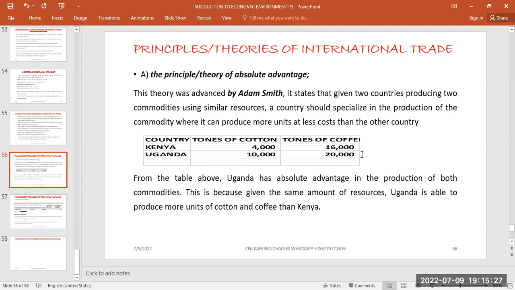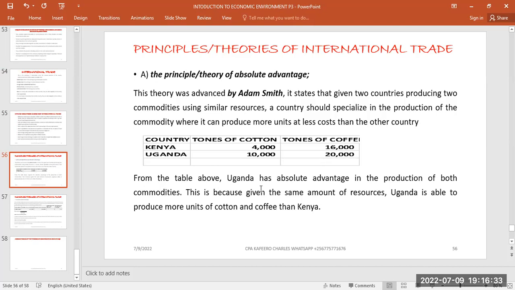So what does this theory assume? So long as they are using the same resources and producing two items, and they are two countries, we expect that one should specialize in production of that item where it can produce more units than the other at a lesser cost. Remember, they are using the same resources. So Kenya used the same resources to produce cotton, but instead of producing more than Uganda, they produced 4,000, while Uganda produced 10,000. Using similar resources, Uganda was able to produce 20,000 tons of coffee and Kenya produced only 16,000. So what this theory suggests is that we go with the country that can produce more units at a lesser cost, because the cost is constant.